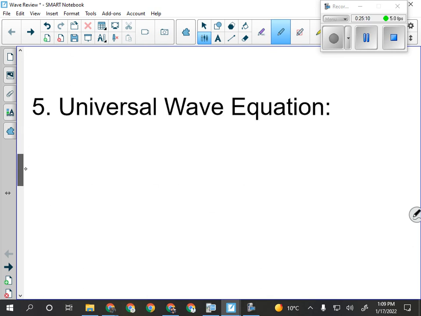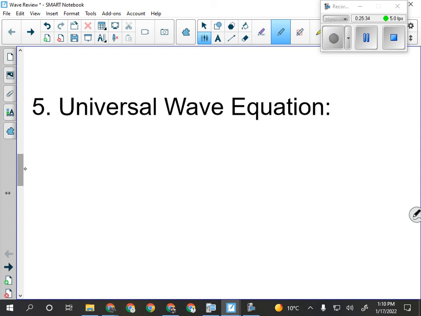Okay, universal wave equation. The universal wave equation is involved in all but one of the wave problems. Because after all, it's universal. It's a pretty important part of basically everything we do in waves. So it's really only not part of the Doppler question. Everything else, it's going to be a part of if we're talking about waves.